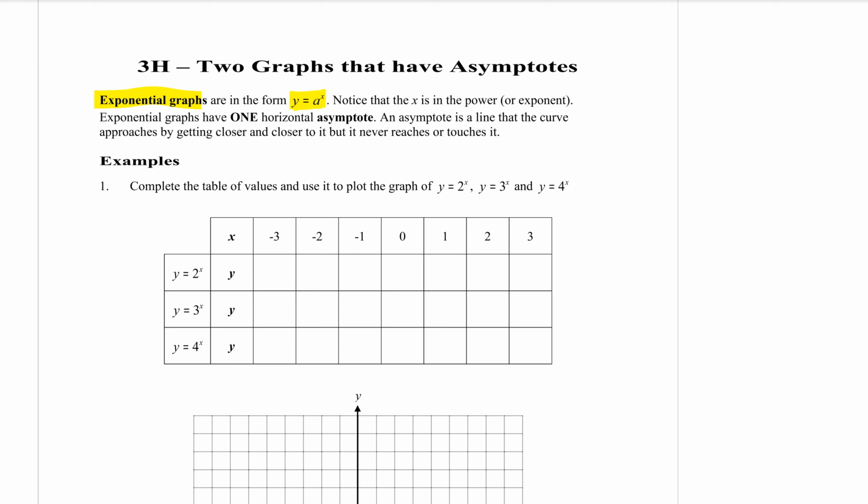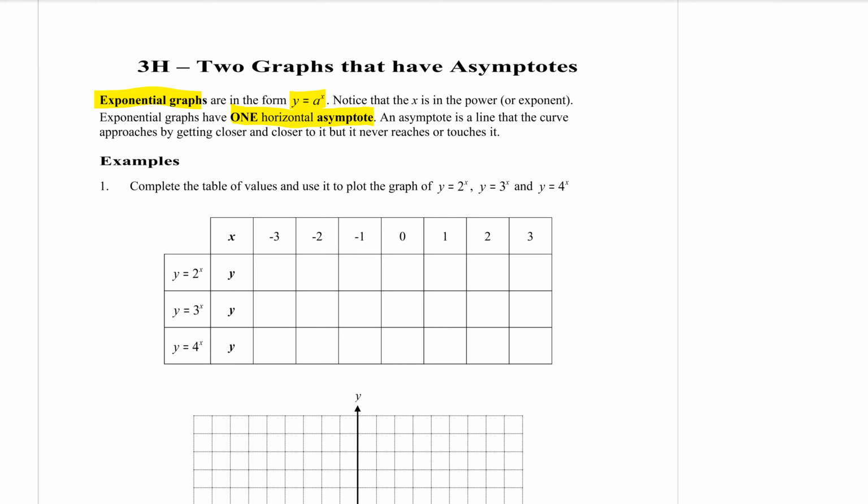Notice that the x is the power or exponent. Exponential graphs have one horizontal asymptote, which you will remember to label on your graph. An asymptote is a line that the curve approaches, which means it's getting closer and closer to that line, but it will never reach it or touch it.